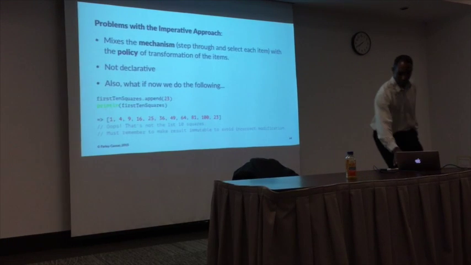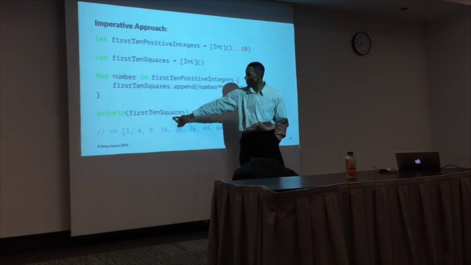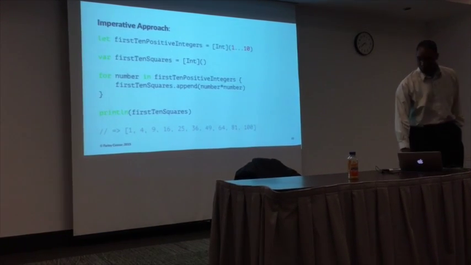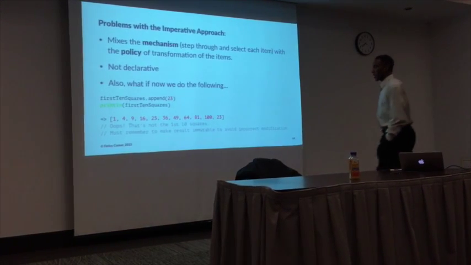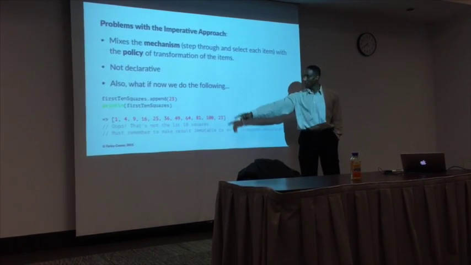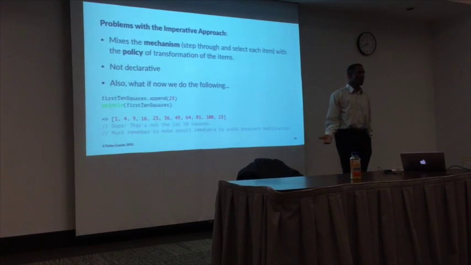Remember, I named it first 10 squares, right? So at the end, you have first 10 squares as a named variable that has the answer in it. But I can fool around with it, and I'll just append a 23 to it. Why not? And then print it, and now it's telling me first 10 squares is equal to this, with the 23 at the end. Well, that's wrong, right?